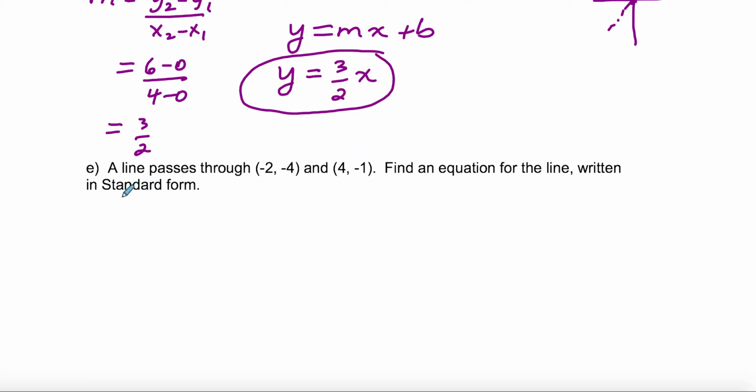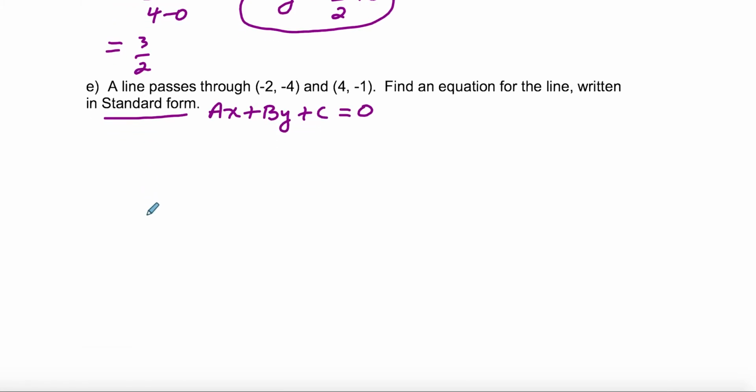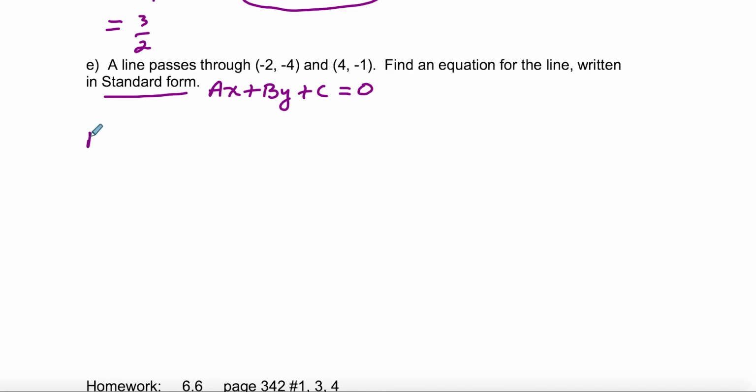So I wanted to just kind of remind you of what that was. Remember, standard form wasn't y equals mx plus b, but it was written so that all of the terms were on the left side or the right, but all of the terms are all together, and then it equals 0. And the x term comes first, and then the y term, and then the number. So what if we just went ahead and started our slope formula?